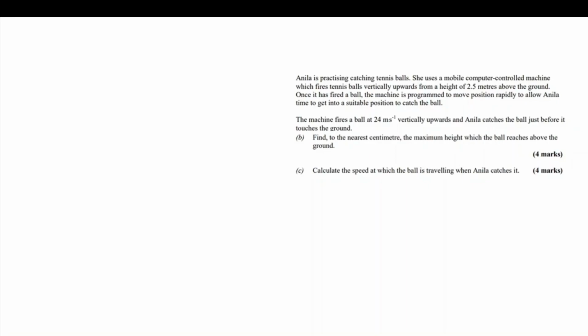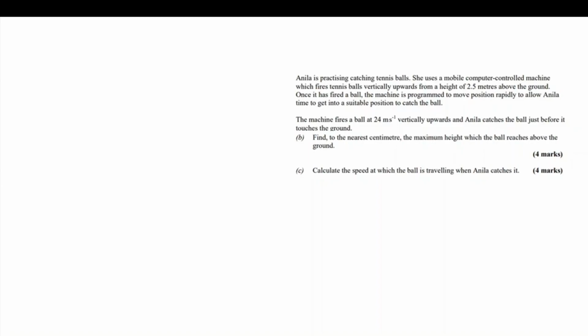So in this question, we've been told that Anila is practicing catching tennis balls. She uses a mobile, computer-controlled machine which fires tennis balls vertically upwards from a height of 2.5 meters above the ground. Once it's fired a ball, the machine is programmed to move position rapidly to allow Anila time to get into a suitable position herself to catch the ball.